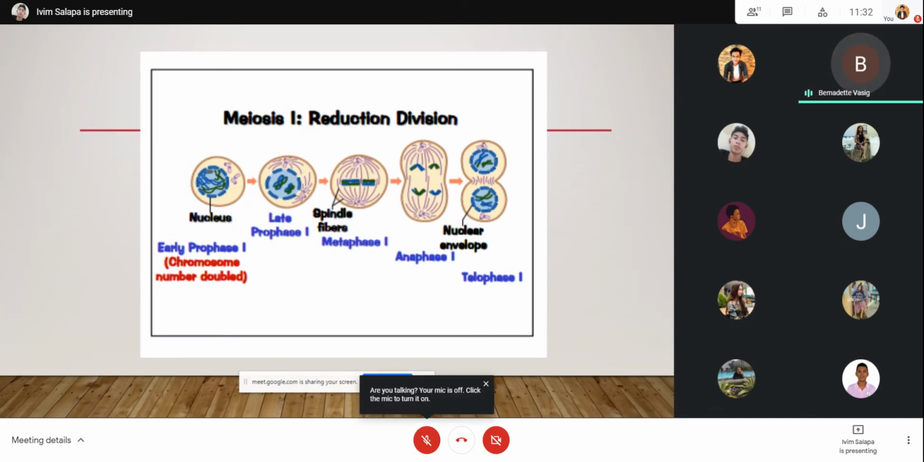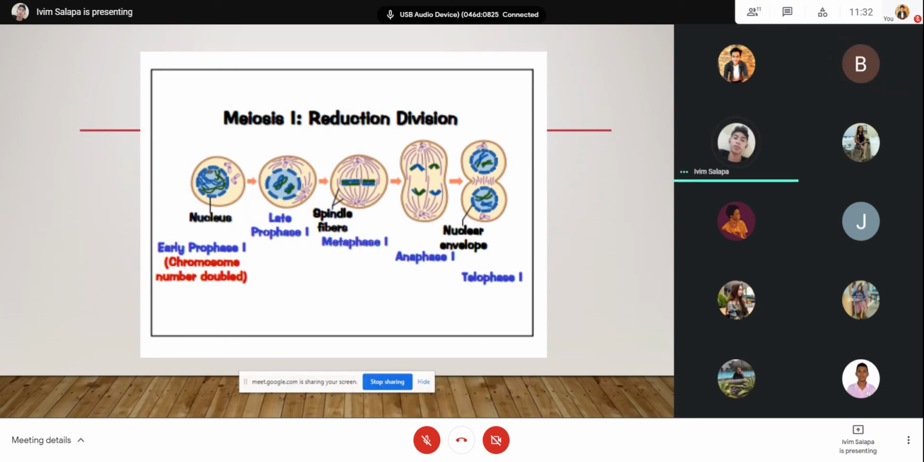Do you agree with the statement of Mr. Salapa, Mr. Soliera? The exchange, the crossing over, ma'am, does not happen in mitosis, but it happens in meiosis during prophase 1.